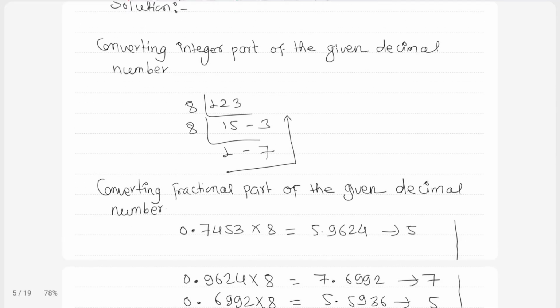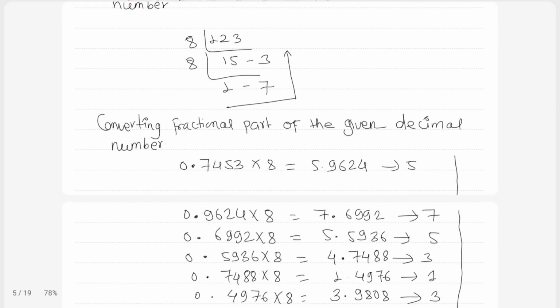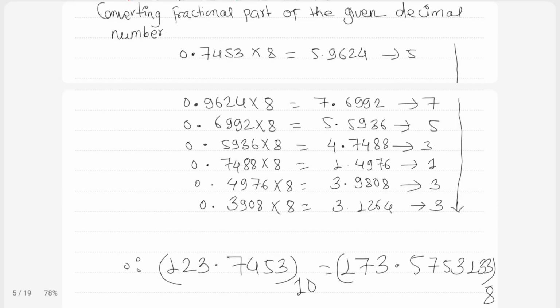When we convert the fractional part, we multiply by 8. The result is 5.9624. The integer part we write down here, and then multiplying the fractional part by 8 gives 7.6992. The integer part we write down from here. Then 6.99, again we multiply the fractional part by 8, and we get 5.5936, and put the integer part from here, and so on.